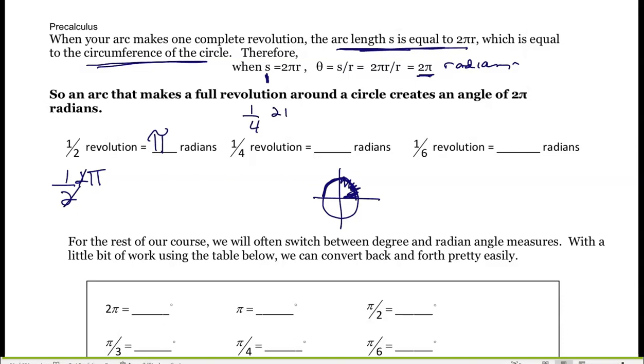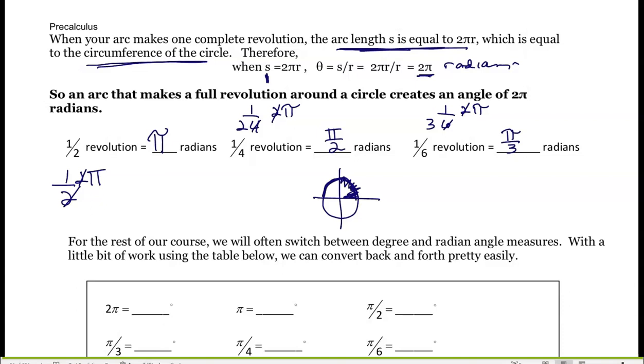1/4 of a full revolution. What does that equal? 2 goes into itself 1 time. 2 goes into 4 2 times. That equals pi over 2 radians. 1/6. So 1/6 times 2 pi. 2 goes into itself 1 time. 2 goes into 6 3 times. That's going to be pi over 3 radians. Okay, so I'm just doing multiplication. So don't freak out about that.